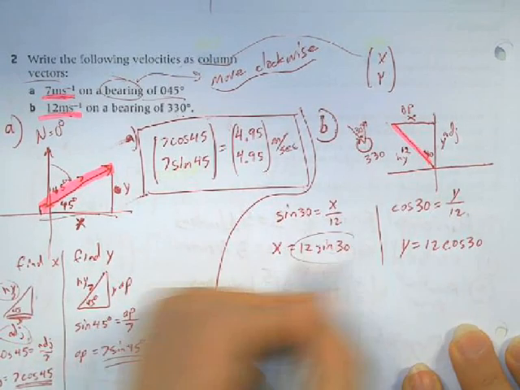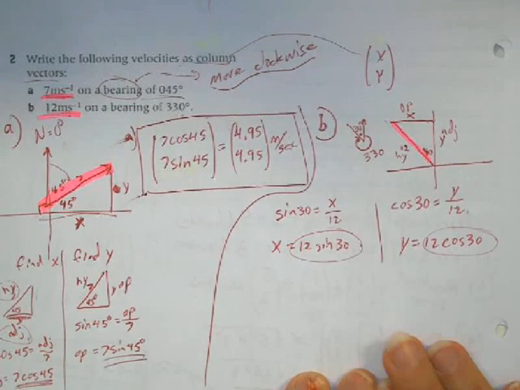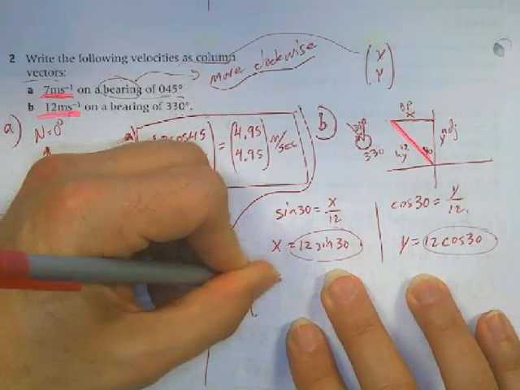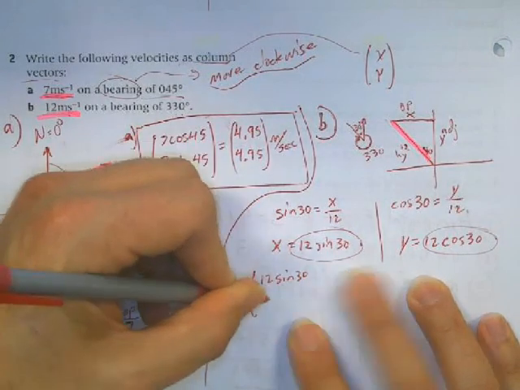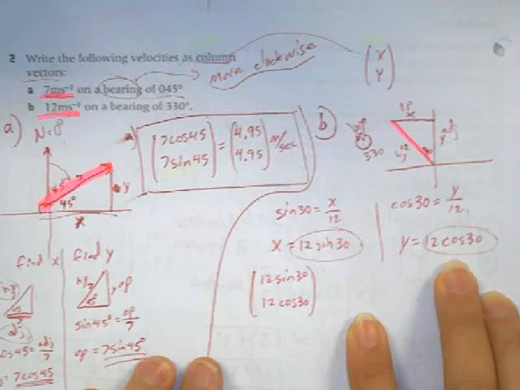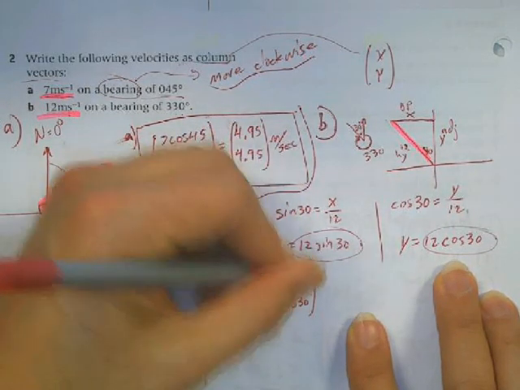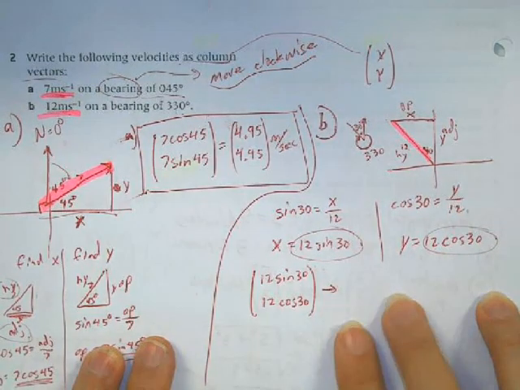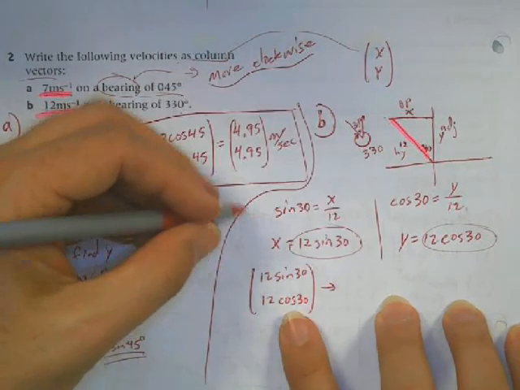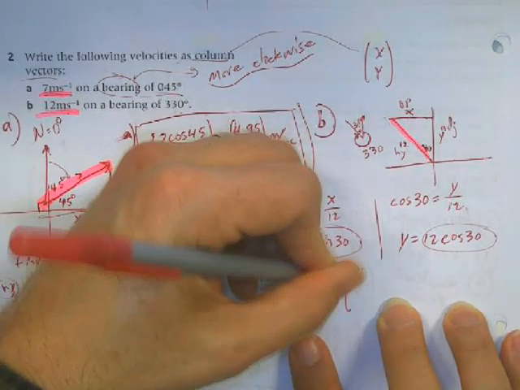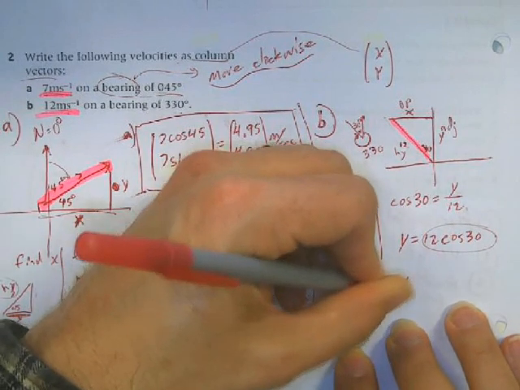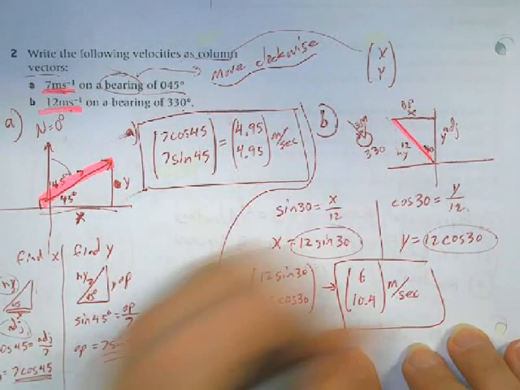Okay, I may have made a mistake somewhere, because this is showing that my column vector should be 12 sine 30 and 12 cosine 30, and my answer key says it's switched around. So you might see a follow-up video on question 2b, because this should simplify to 6 and 10.4 meters per second. So I am going to come back to this to make sure I didn't make a mistake.